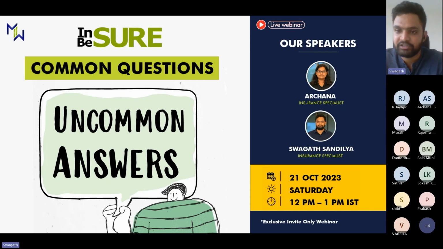Next is from Mr. Shibi. What is the difference between a 5 lakh base plus 20 lakh top up and a 15 lakh base plus 10 lakh top up? How to use super top up properly, base versus super top up difference. Okay, sir, this is a question I would love to answer.